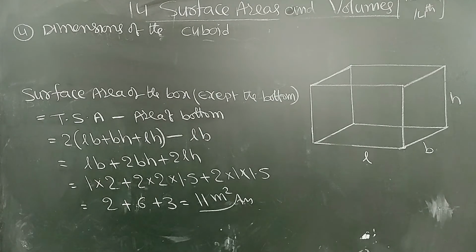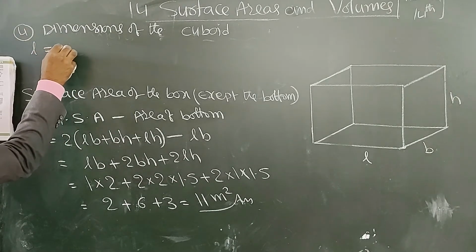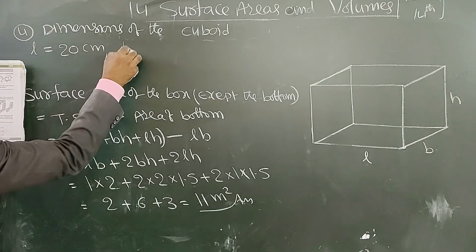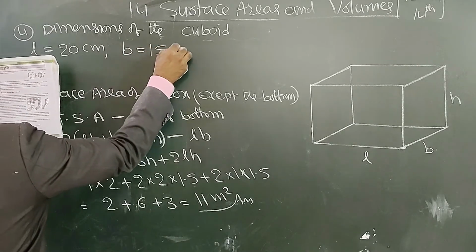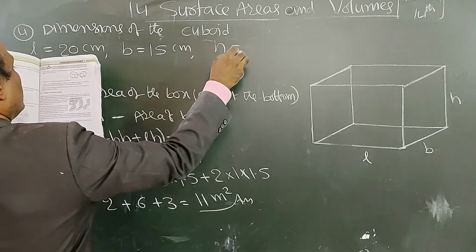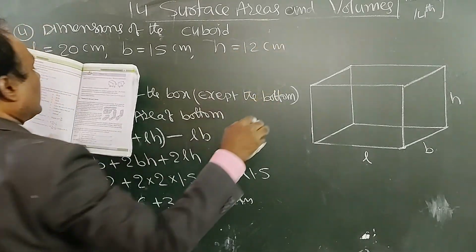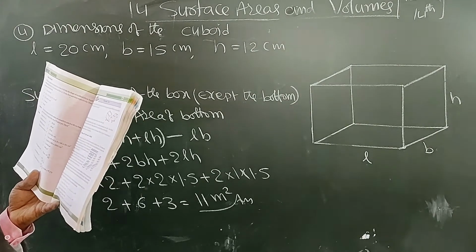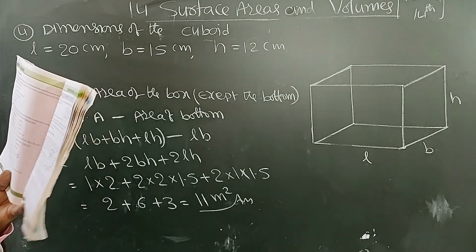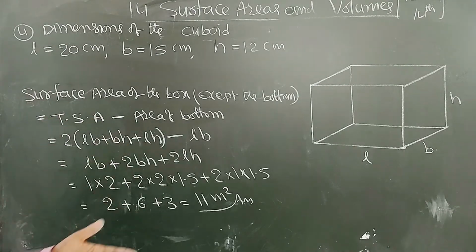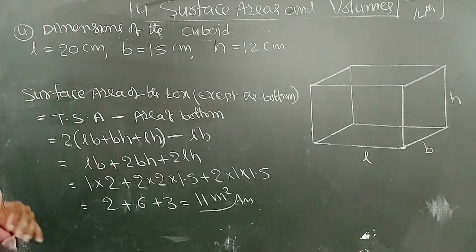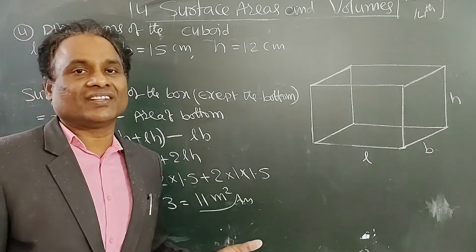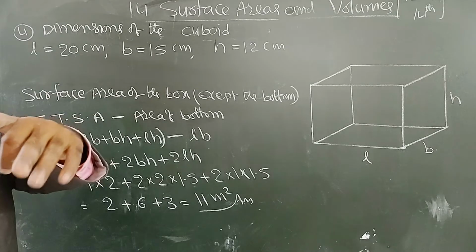See, students, length is 20, breadth is 15, height is 12. So 20 into 15 into 12, we read it as 20 by 15 by 12. That is general, we read like that. It does not mean it is divisible. Dimensions we read like that, 20 by 15 by 12.